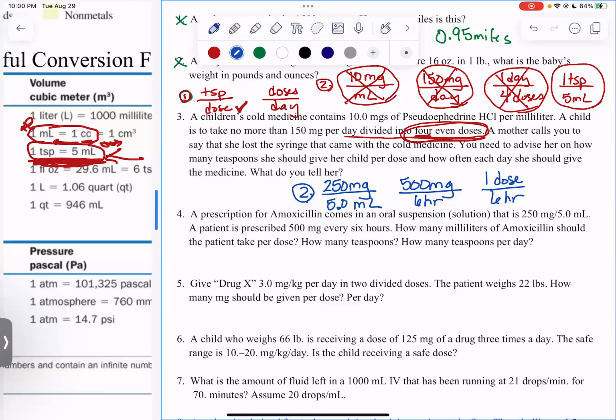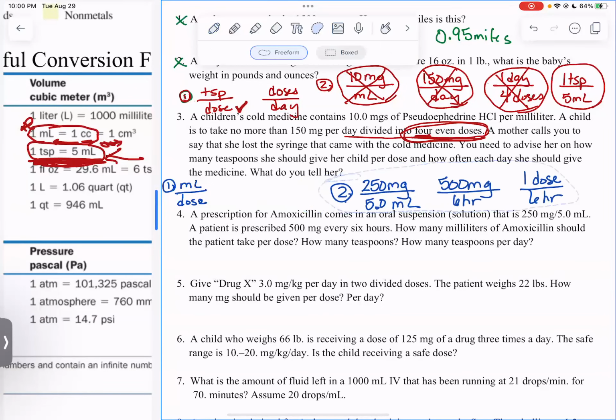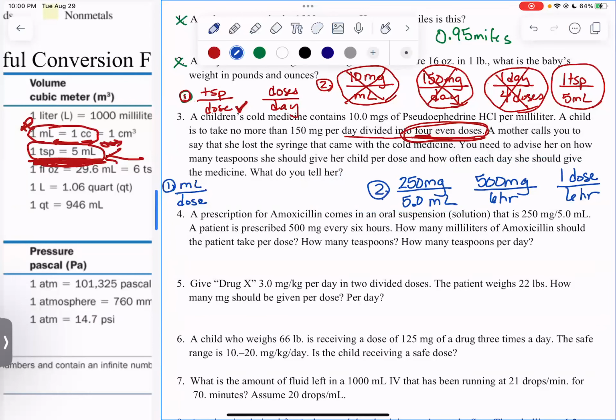Now, what's my goal? So I kind of go back. I got out of order. How many milliliters of amoxicillin should the patient take per dose? So my goal is milliliters per dose. That's not the only thing I'm asked. I'm asked how many teaspoons per dose, and then how many teaspoons per day. So I have three parts of this that I need to answer.